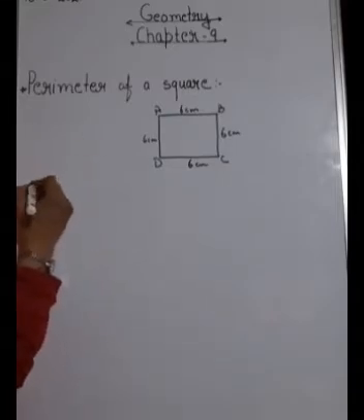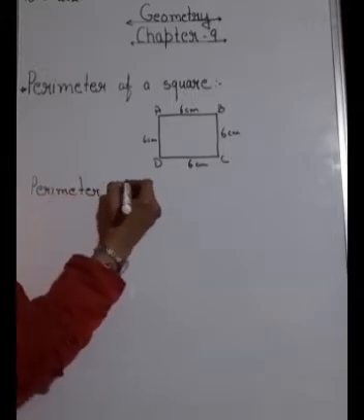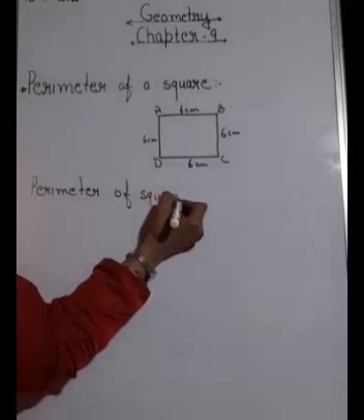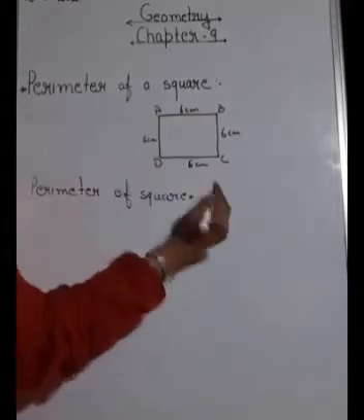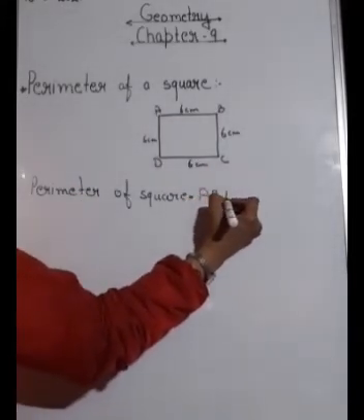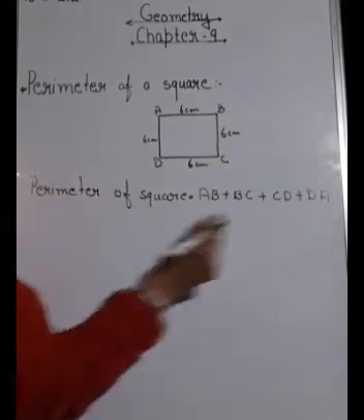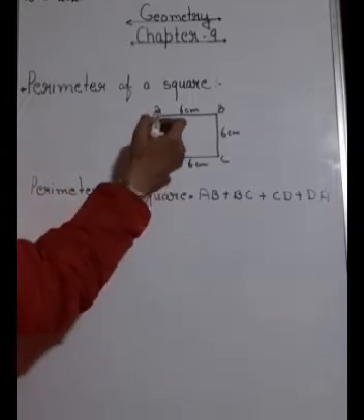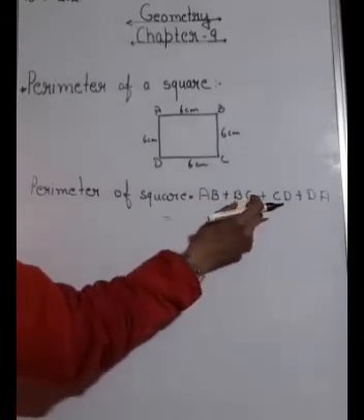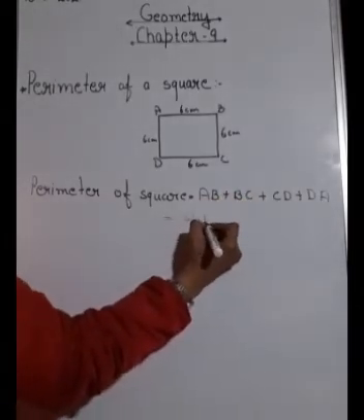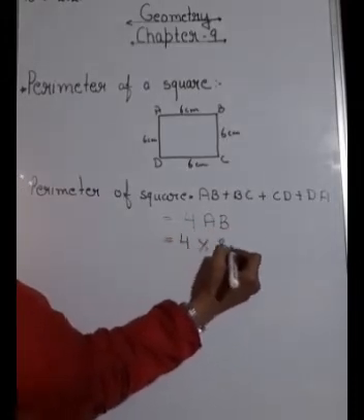So for finding the perimeter, I told you that perimeter is the sum of boundaries. Similarly, as we have done in the rectangle, this will be AB plus BC plus CD plus DA. This will be the perimeter of a square. Now I told you that all the sides of a square are equal, so all sides can be replaced by AB. So it will become 4AB, or you can say 4 into side.